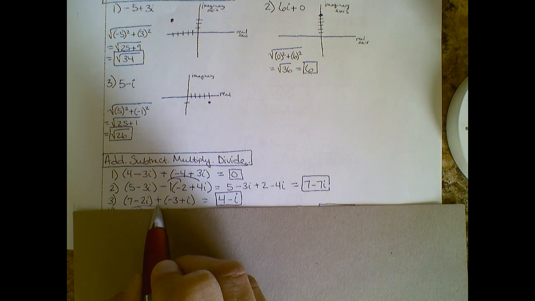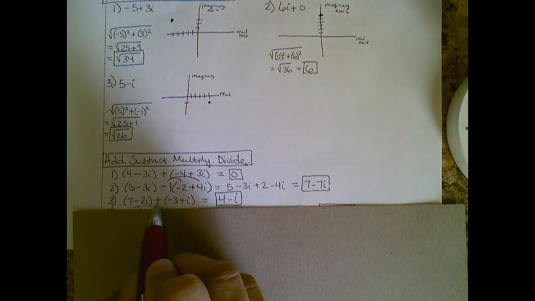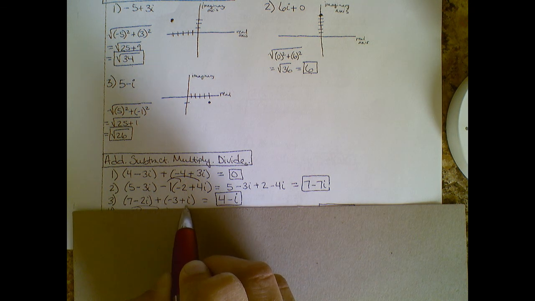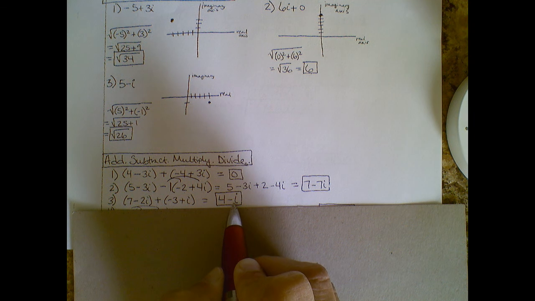This next one I'm adding, so I just combine like terms. So 7 plus negative 3 is 4. Negative 2i plus 1i is negative 1i, or just 4 minus i.